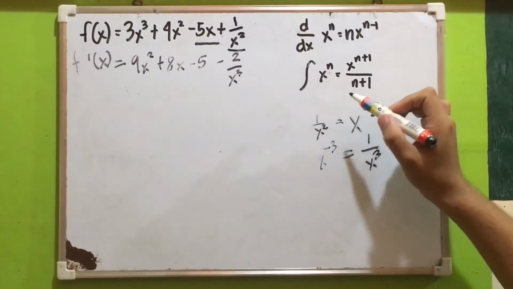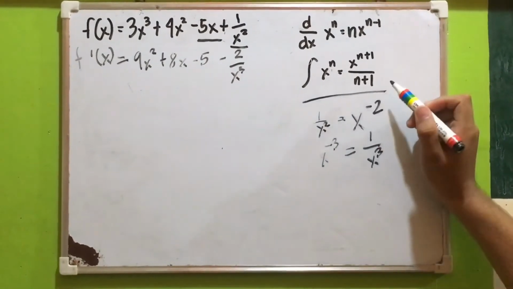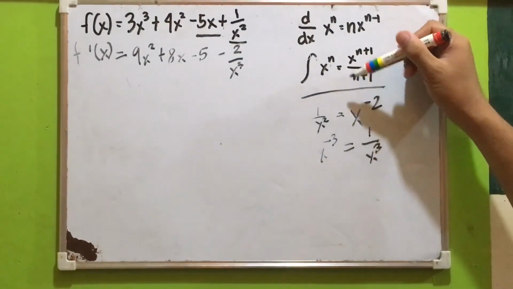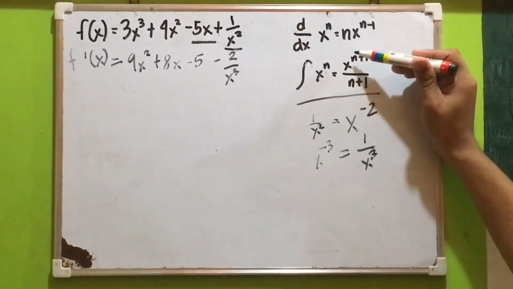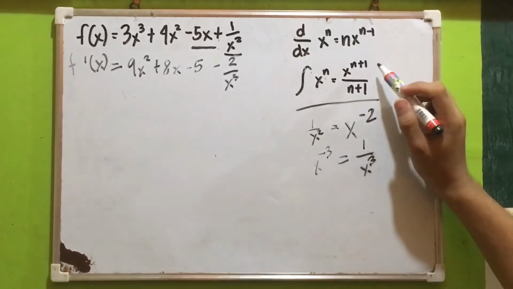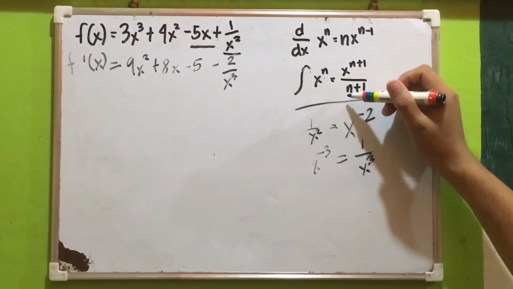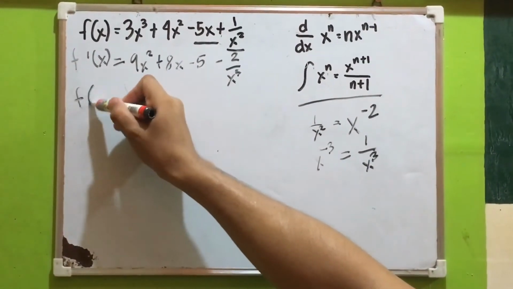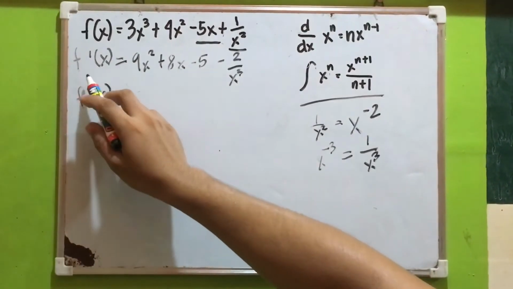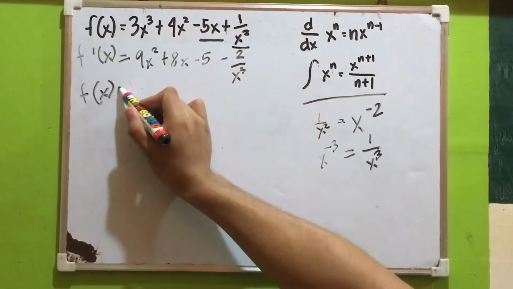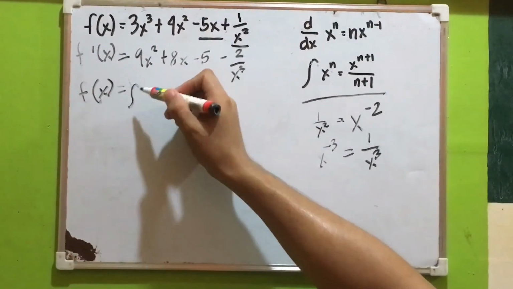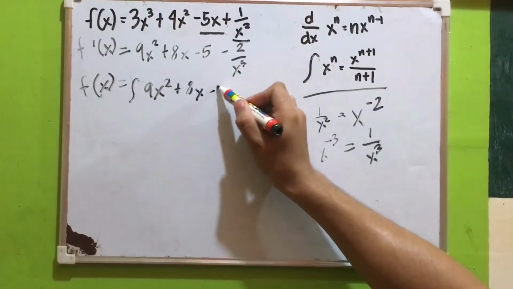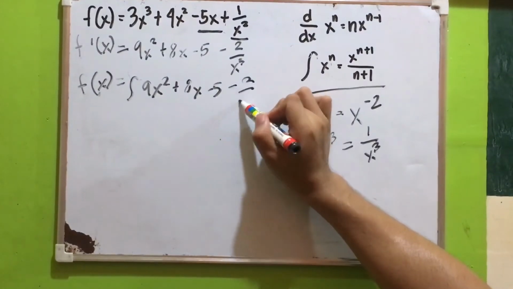So I have also decided that I will only use a single formula, which states that the antiderivative of any term x raised to the power of n is equal to x raised to the power of n plus 1, then you put n plus 1 in the denominator. So in here we can simply state that f of x, or the antiderivative of this equation, is the antiderivative of 9x squared plus 8x minus 5 minus 2 over x cubed.